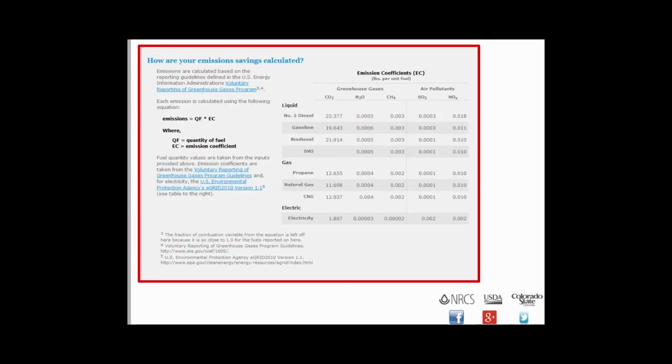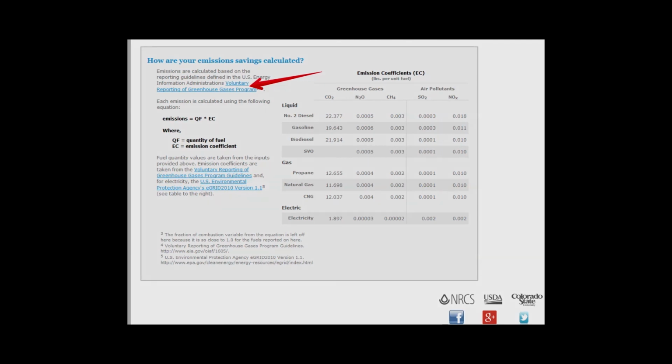At the bottom of the COMET-Energy tool, there is a detailed table that explains how your emission savings are calculated. There are also useful links that provide further information.